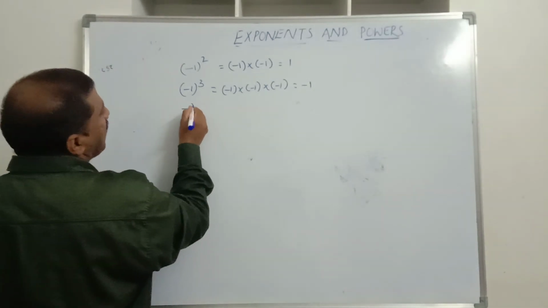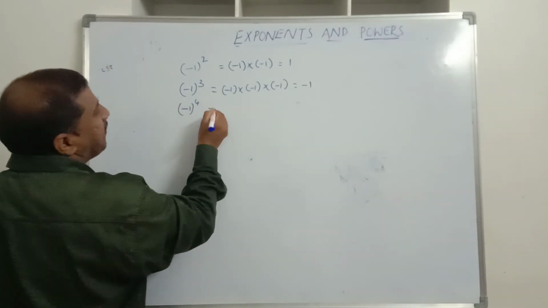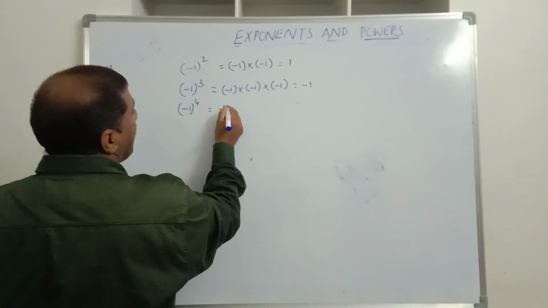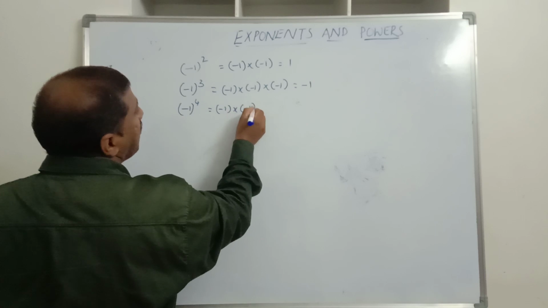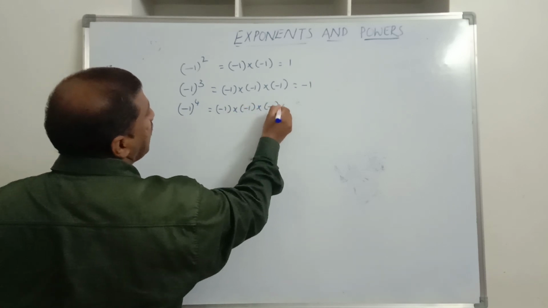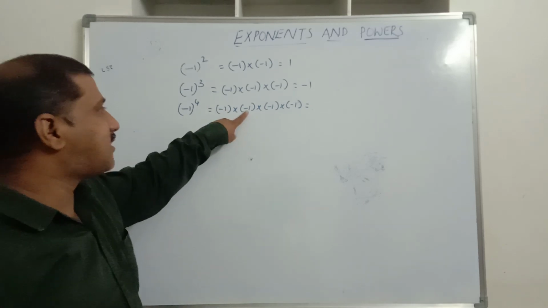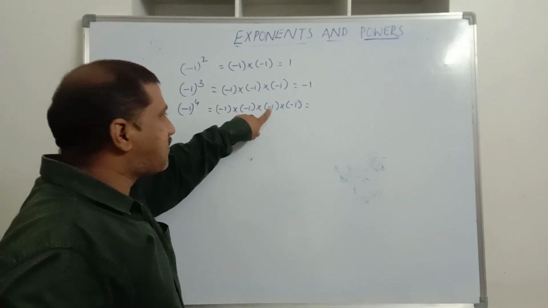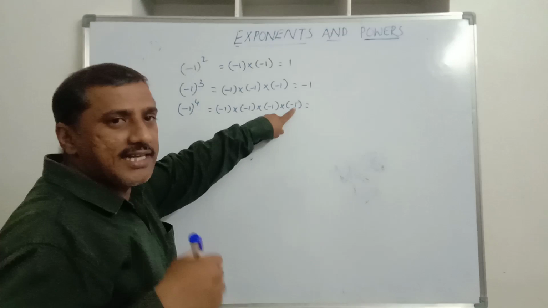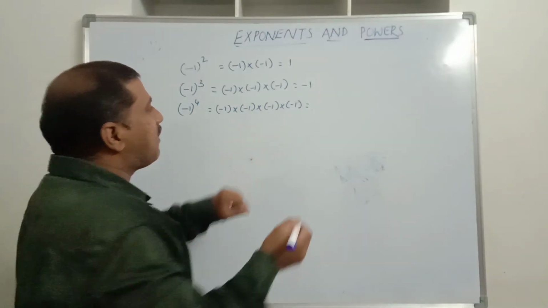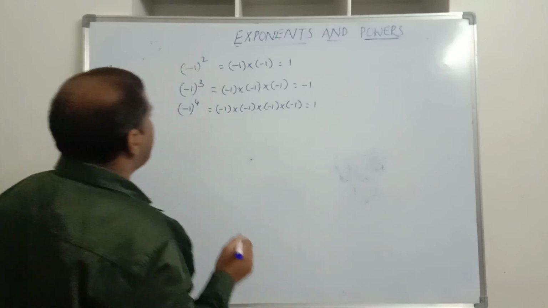So minus 1 whole to the power of 4. You take minus 1 into minus 1 into minus 1 into minus 1. That is equal to minus into minus is plus, plus into minus is minus, minus into minus is plus. So 1 into 1 is 1, 1 into 1 is 1, 1 into 1 is 1. So we get plus 1.